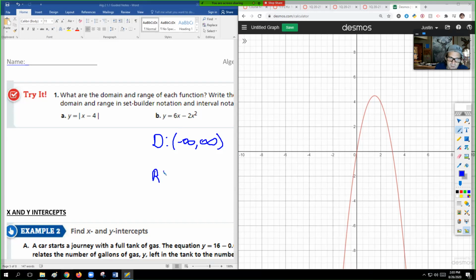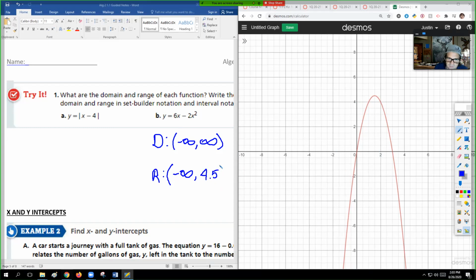The range. Well, let's look at this one here. This one has a max of 4.5. Yeah, it'd be 4.5. Did I type that in right? And then the lowest it goes is negative infinity. But we do have a maximum now of 4.5. Oh, I did the wrong bracket. All right, it does include that 4.5.